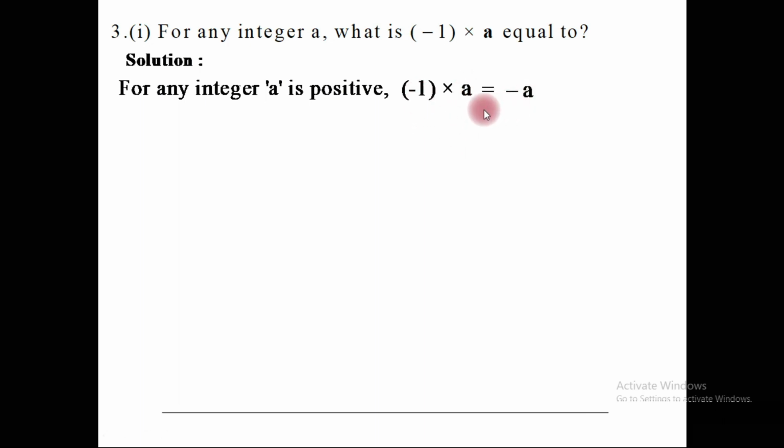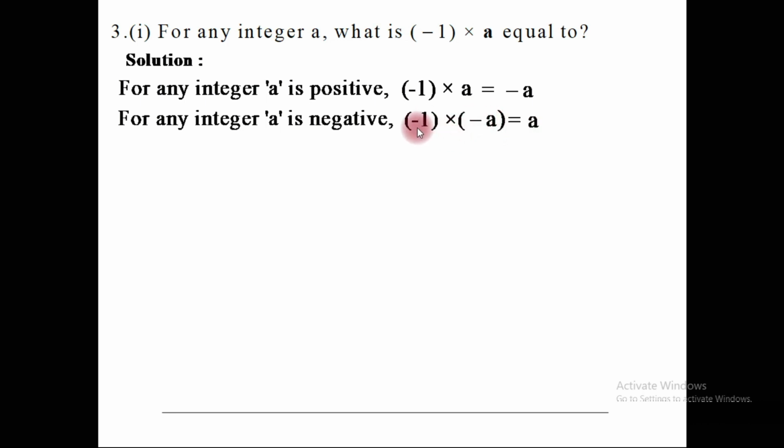minus a. That means when any positive integer is multiplied with minus 1, we get negative integer. Plus and minus multiply becomes minus. Opposite sign multiply becomes minus. So we get a negative integer. And for any integer a is negative, that means when a negative integer is multiplied with minus 1, minus and minus multiply becomes plus. We get positive integer.